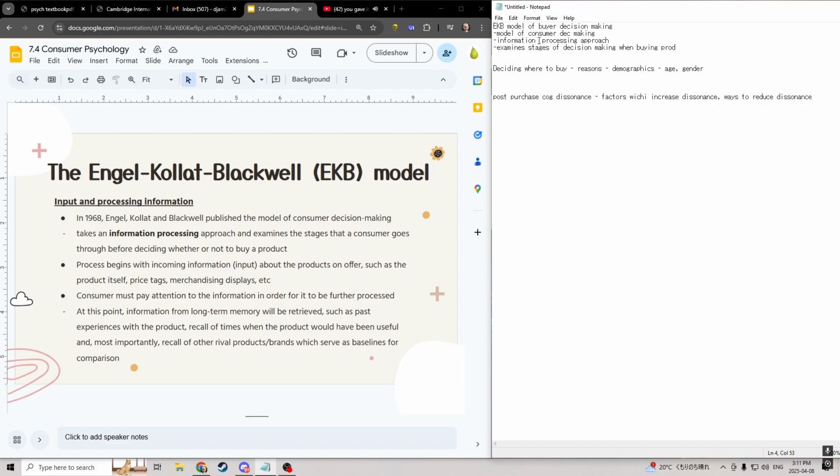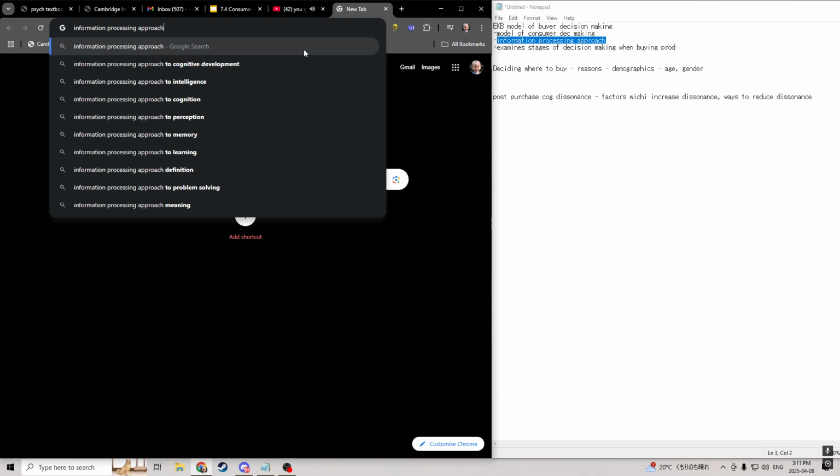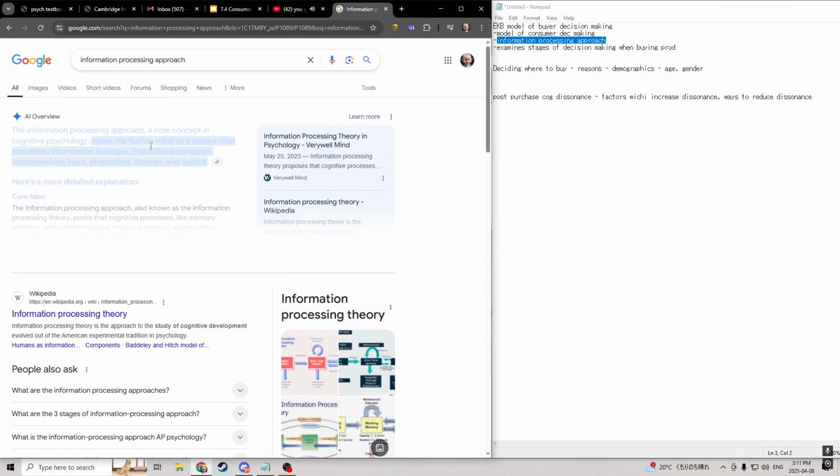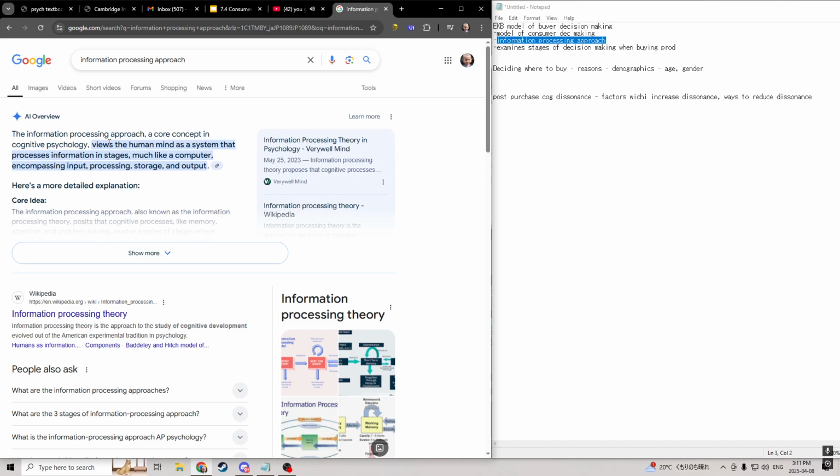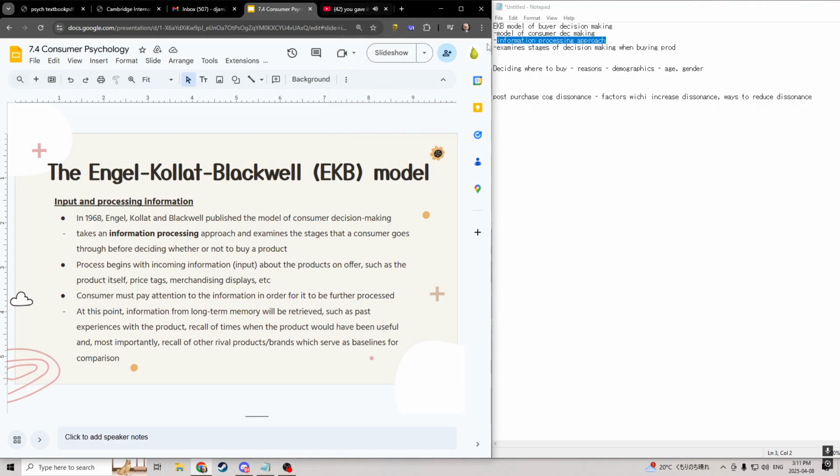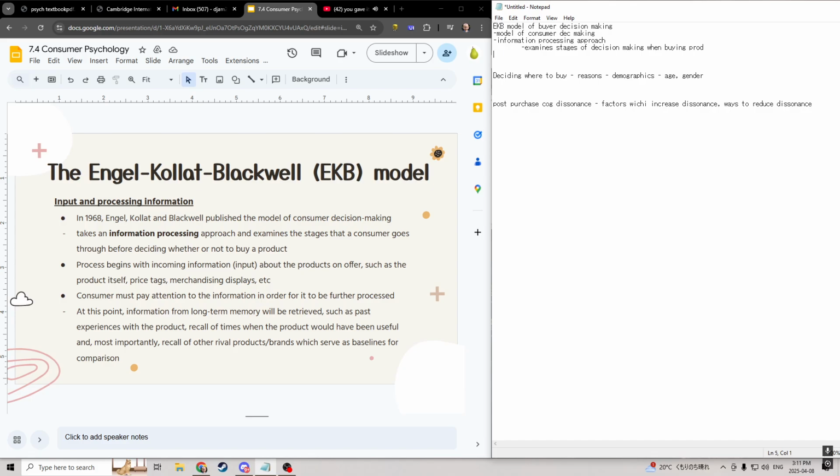Let's find out what an information processing approach means. Views the human mind as this type of system that processes information in stages much like a computer. Okay, got it. So talking about the process, the stages sort of stuff. So this is similar to that.